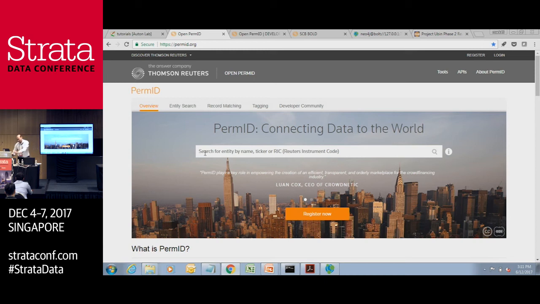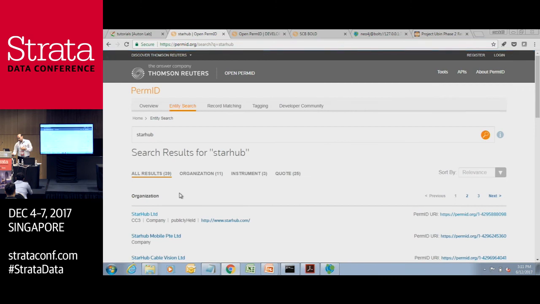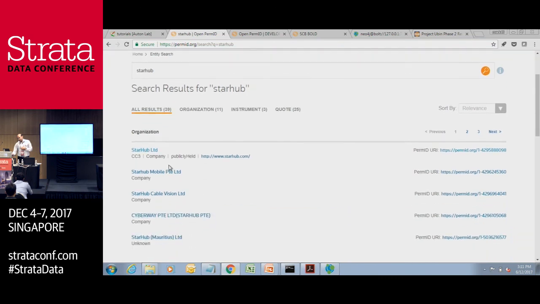So for example, if I just type StarHub, we have, let's say, StarHub Limited. We call this the perm ID, what you see as URI. This is a perm ID, which means if you can reference this in your graph, you call a node with this perm ID, you can essentially connect everything. So that's the simple thing that I want to put across.